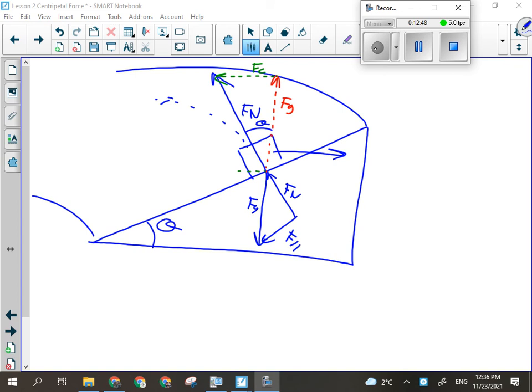Okay, so is that making sense, how that works? We want to bank these curves for the purpose of making them safer. It's not about making them faster. Exit ramps and things like that are built just to guarantee safety.